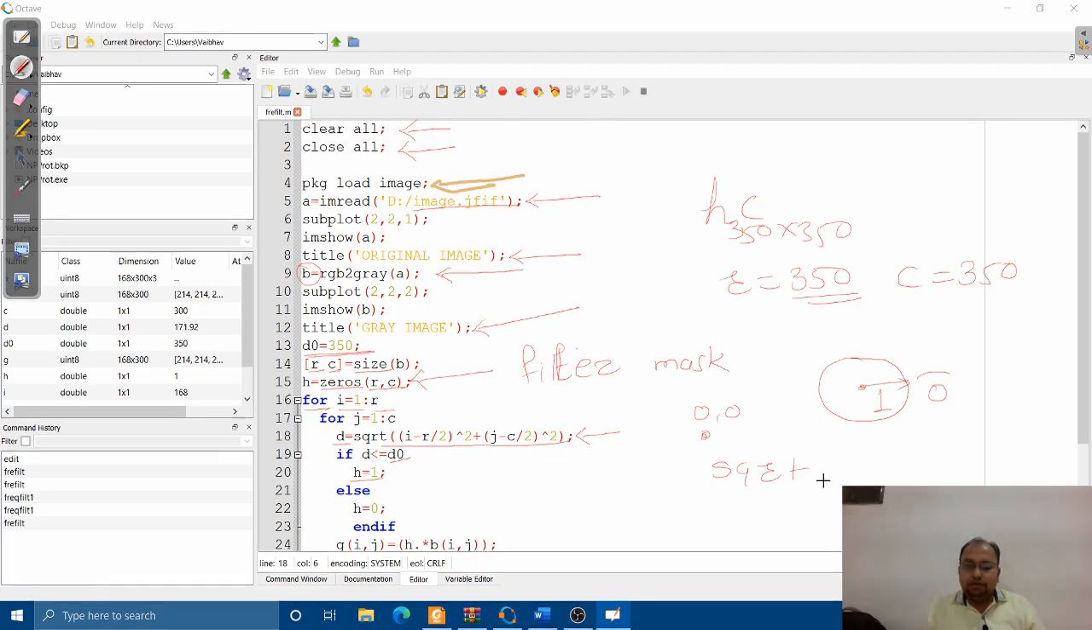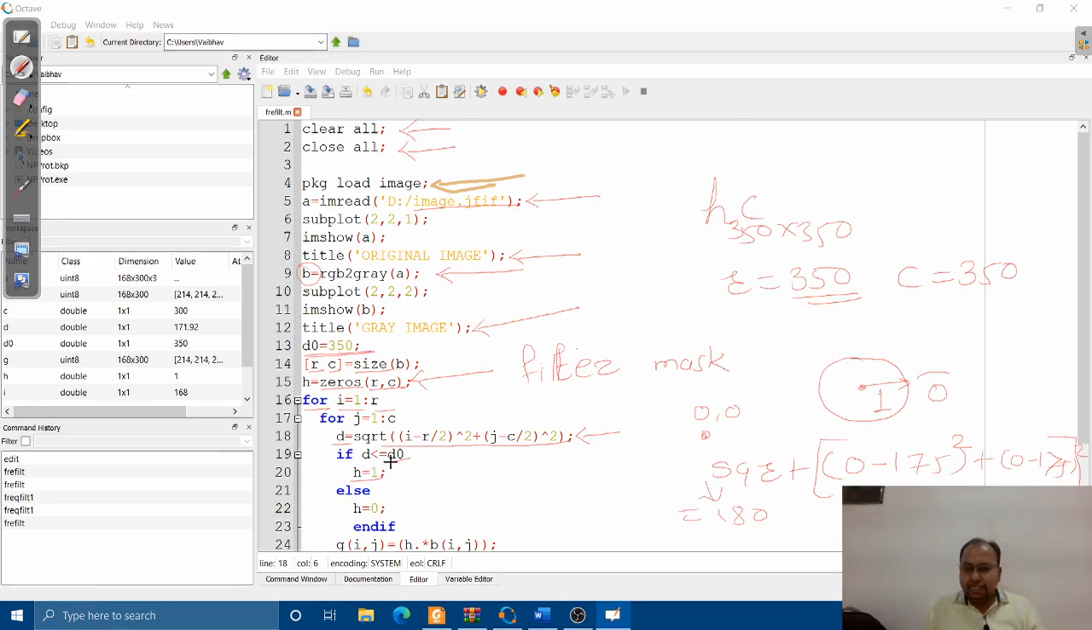Square root of 0 minus 350 by 2. Let us say 350 by 2, how much will it be? 175. So 175 squared, plus again 175 squared, isn't it? So it will have some value, right? Let us say it will have a value around, for example, 180. I haven't calculated it. Let us say it is 180.